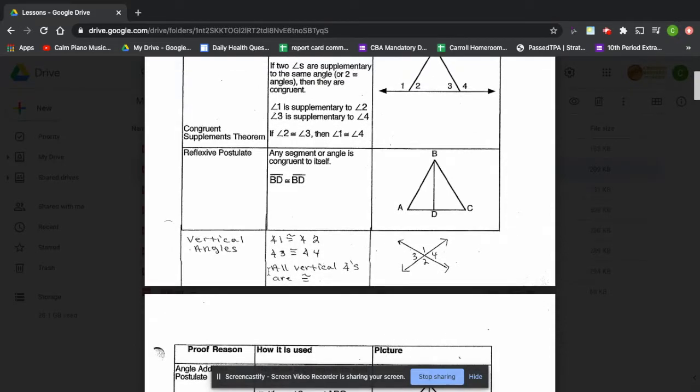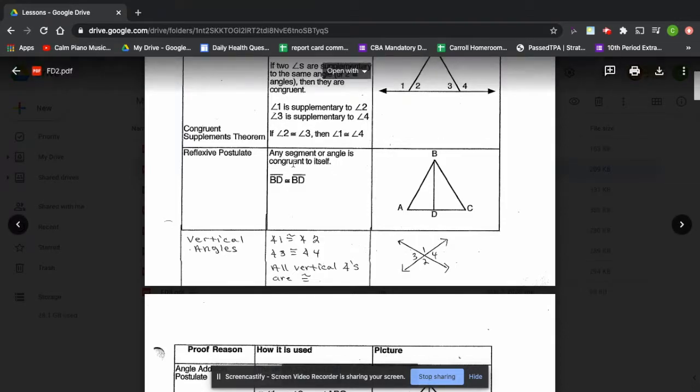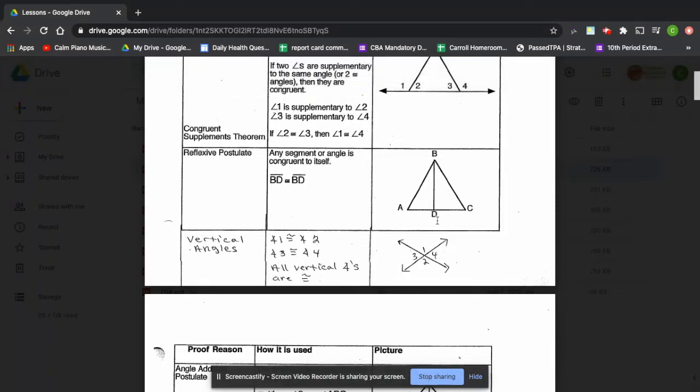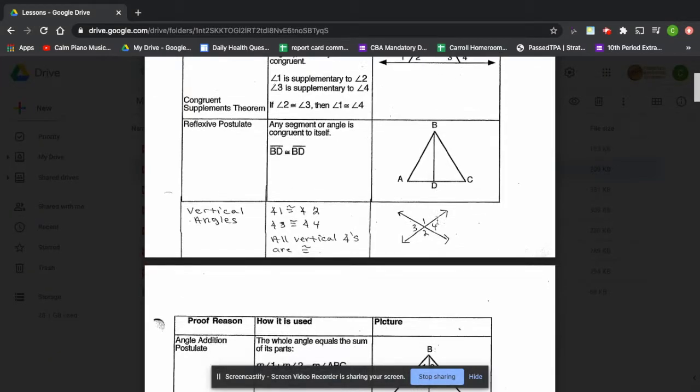Reflexive postulate. Have you ever looked in the mirror and said, hey, I look a lot like myself? Well, that's what the reflexive postulate says. Anything is congruent to itself. So it might look a little redundant, but BD is congruent to BD. It's the same line, so it has to be congruent to itself.